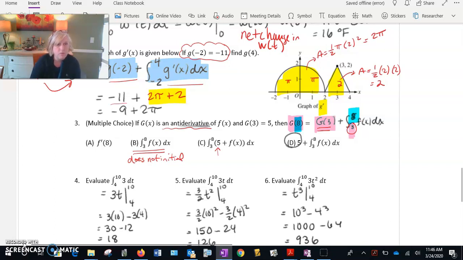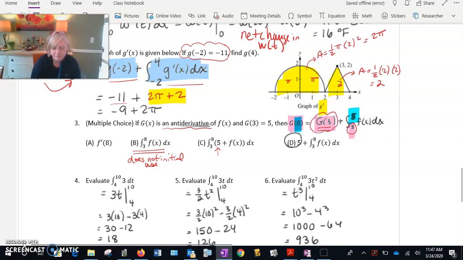Now, I was talking about why other answers are not correct. B is not correct because it does not use the initial condition that was given at all. That's just the net change. And when you are finding an antiderivative given g of 3 is 5, they want the particular or specific antiderivative with the constant found. So you have to include this initial condition in that portion of it.